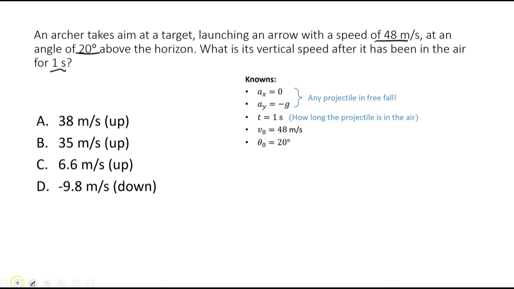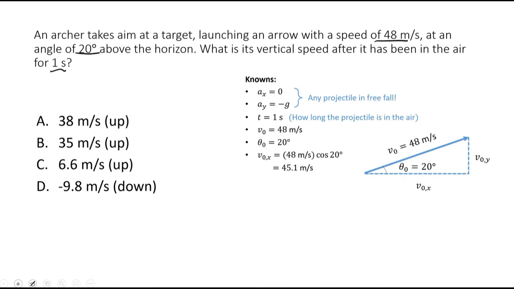Then we know that when we have launch speed and launch angle, we need to find the x and y components of that initial speed. So we can draw out our little right triangle here, and we can find that V naught x, remember, is going to be V naught times cosine of the launch angle, which gives me 45.1 meters per second. That was from our previous example. And then we can also find V naught y by taking V naught and multiplying by sine of the launch angle. Here that ends up giving me 16.4 meters per second.